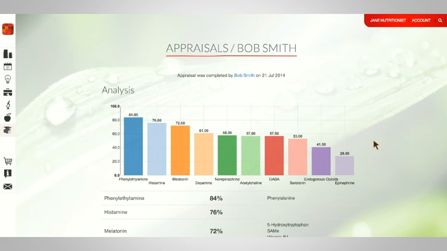So how do we appraise, or how do we interpret, a mood disorder appraisal? Well, this is an appraisal completed by the fake patient Bob Smith on the 21st of July 2014. Now, when we're interpreting an appraisal, there are three main components of the screen to be aware of.